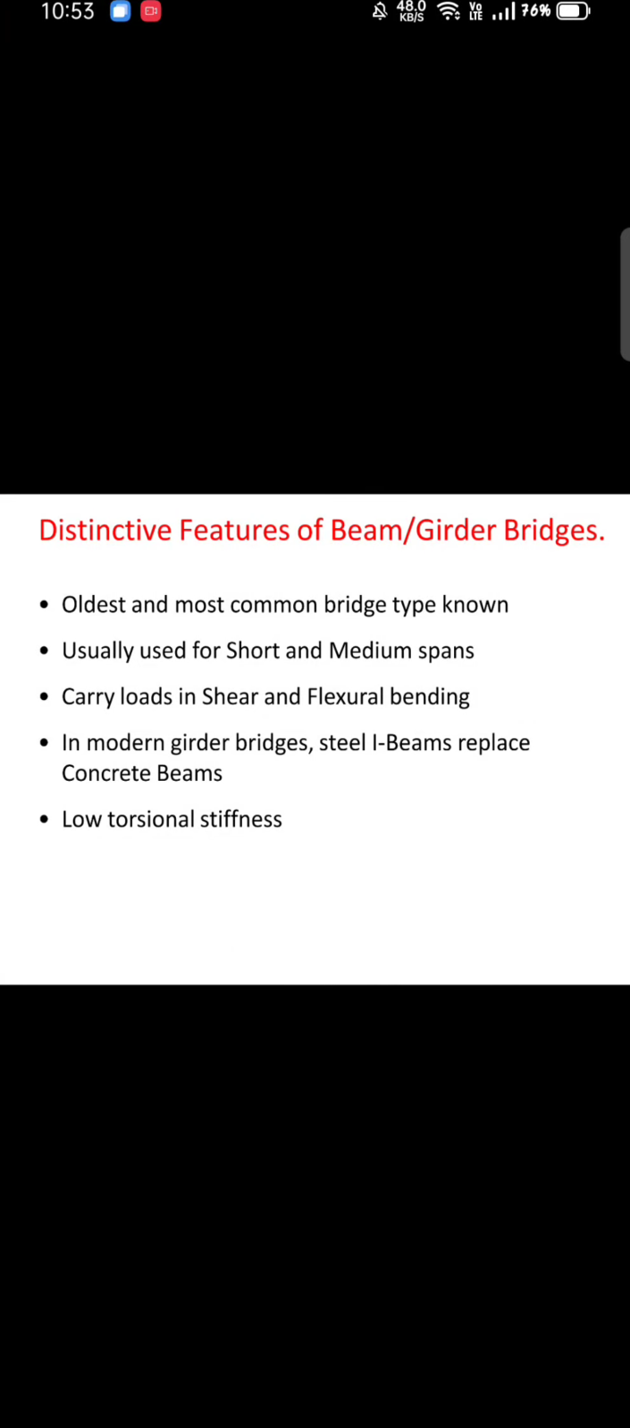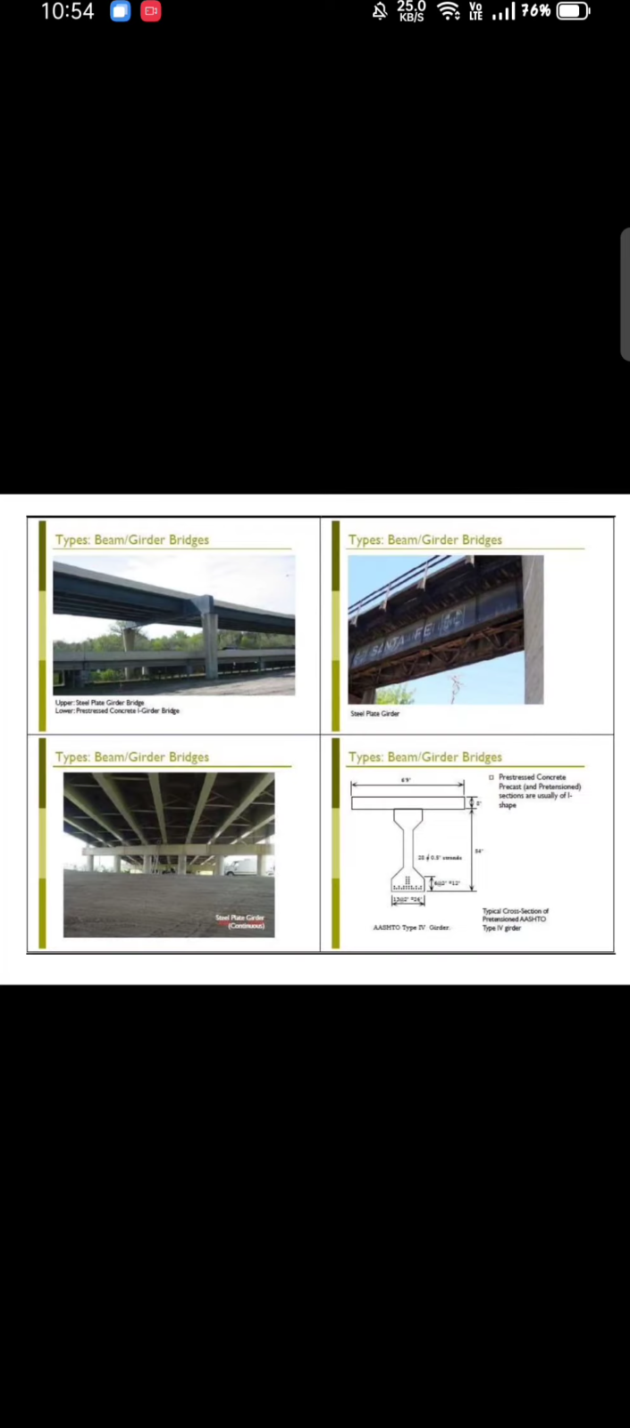Next, coming to the distinctive features of beam or girder bridges. This is one of the oldest and most common bridge types known. It is usually used for short and medium spans. They carry loads in shear and flexural bending. In modern times, girder bridges and steel I-beams replace these concrete beams. They have low torsional stiffness. Now you can see pictures of beam and girder bridges in various types and forms.